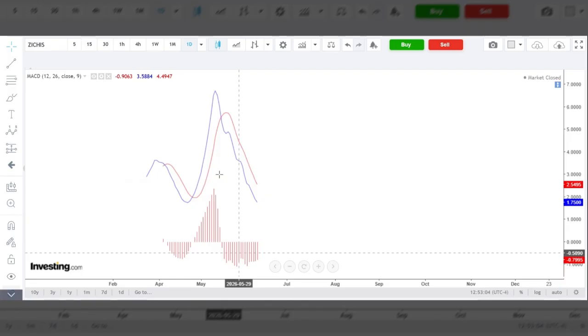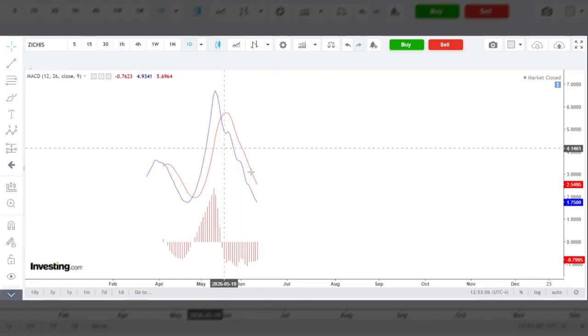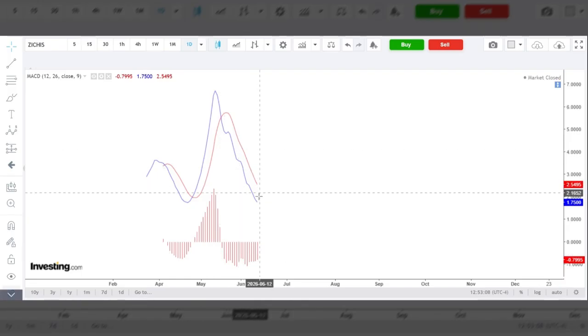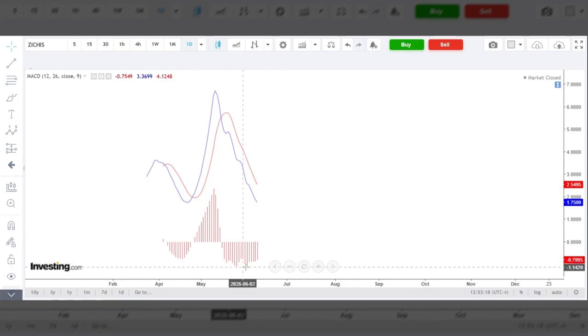Then MACD, we can look at MACD. You can see MACD went on a very strong bearish trend. And as you can see at the end, this histogram started diverging. When the histogram starts going on divergence, it means that a potential trend reversal is on the horizon.